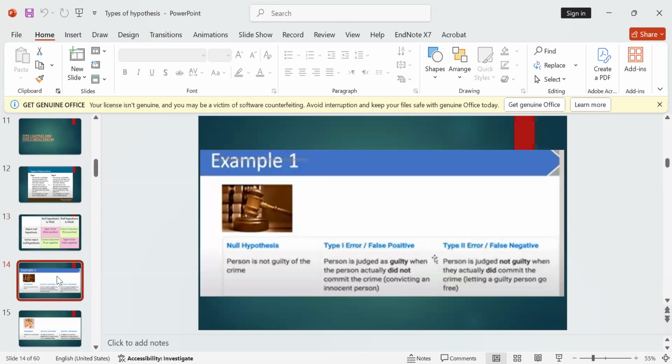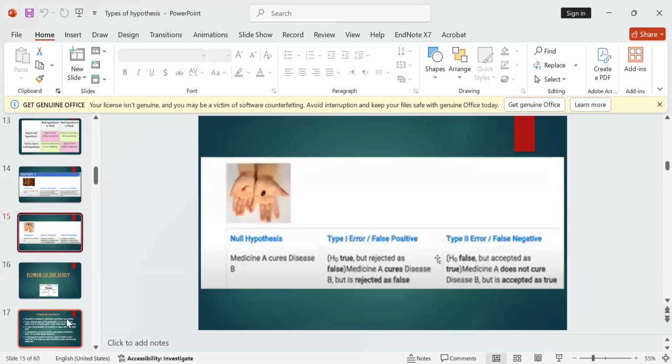For example, the null hypothesis states the person is not guilty of the crime. According to type 1 error, the person is judged as guilty when the person actually did not commit the crime. Type 2 error, the person is judged not guilty when they actually did commit the crime.